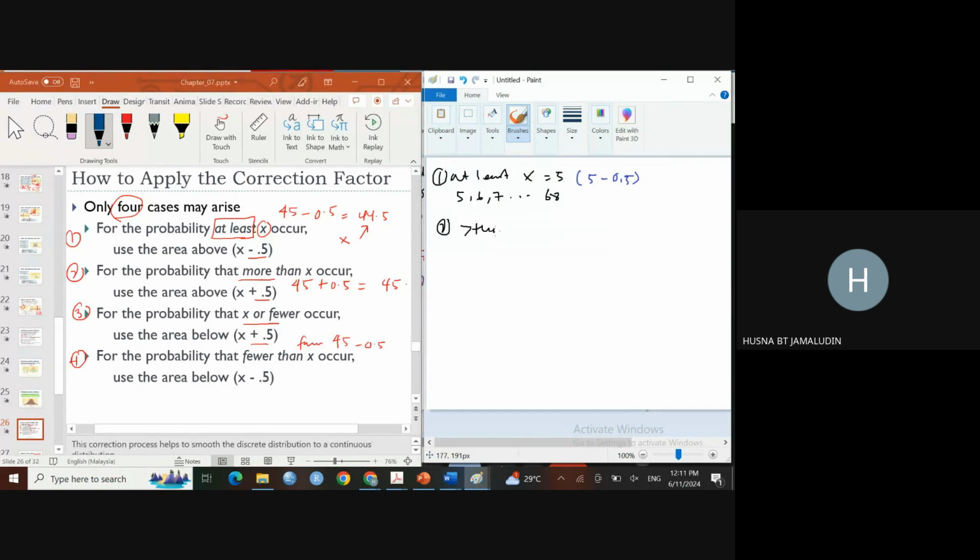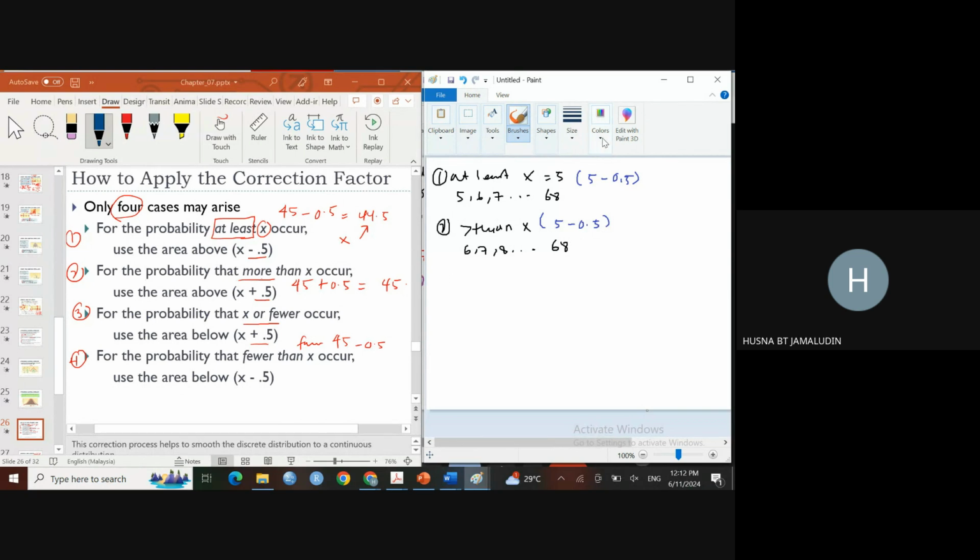The second case is more than X occur. Remember your X is 5. If people say more than 5, 5 is not there because it is more than 5. So you will have 6, 7, 8 until 68. So what is the rule? You will take your X, which is 5 just now, and you minus 0.5.